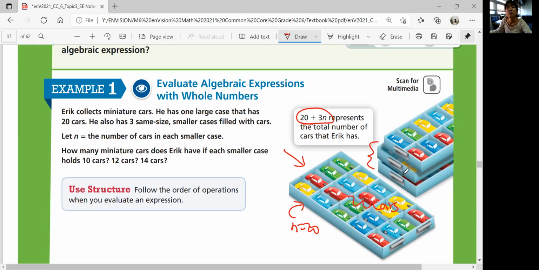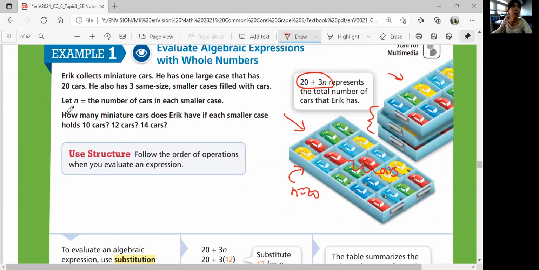But are the small cases going to have the same number of cards? No, he knows he has 20 cards for the bigger one, but for the smaller one, we don't know. So this represents any number n that could be in the small boxes. Any number of cards. So we are going to figure out how many cards he would have if each of them have 10 cards.